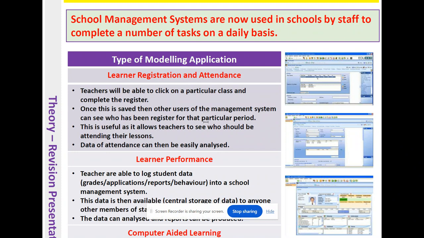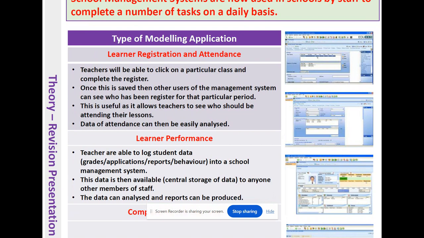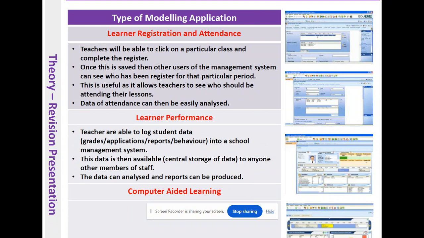Obviously, if this was done on a piece of paper, you wouldn't know Bob has been in school in the previous lessons unless you ask the other students. So this is useful as it allows teachers to see who should be attending their lessons, and the data of the attendance can easily be analysed. Reports can be generated, graphs can be created. Also, on the school management system, we can track performance of the students. We can insert grades at particular points during a term. We can also add work ethic or application of kids during each subject, and predicted grades. And then all of this information can be fed into a school report every term.